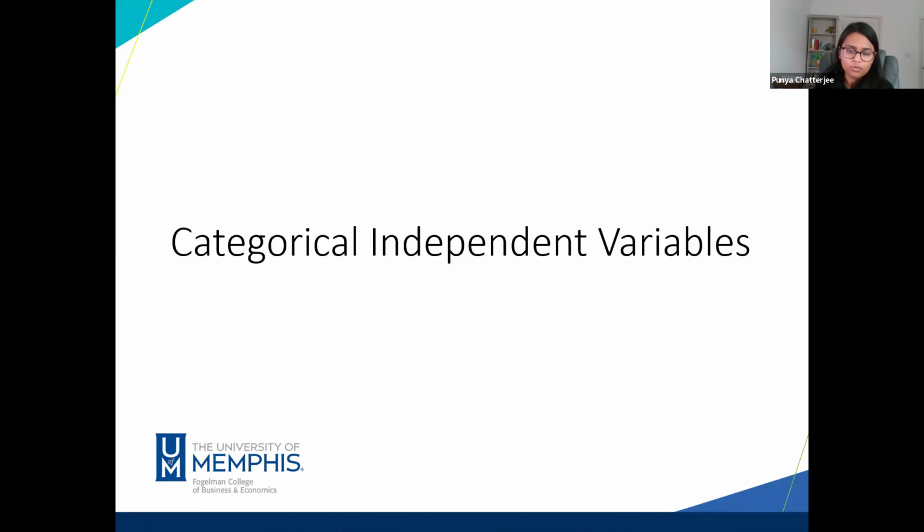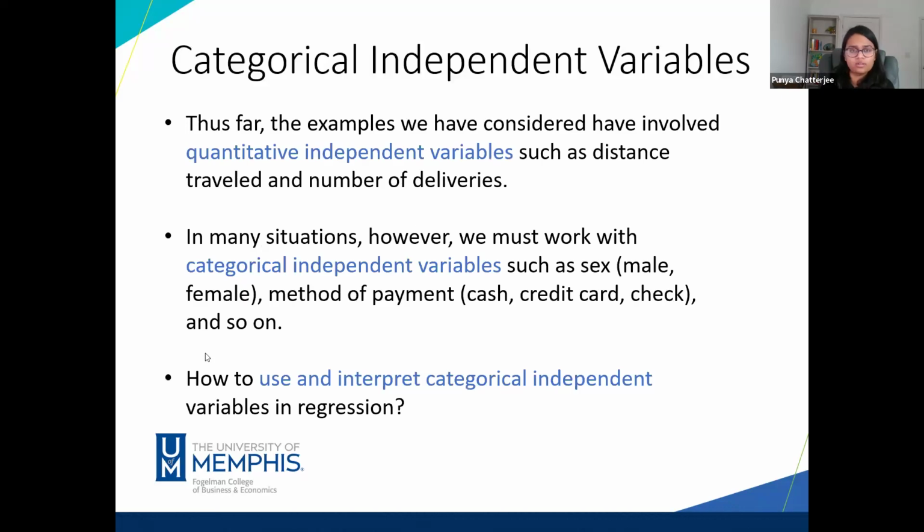So far we looked at independent variables that are numbers, right? So everything was miles, deliveries, there were some numbers. And as I said, today we are also going to talk about what if they are not numbers, but a category. And those are called categorical independent variables.